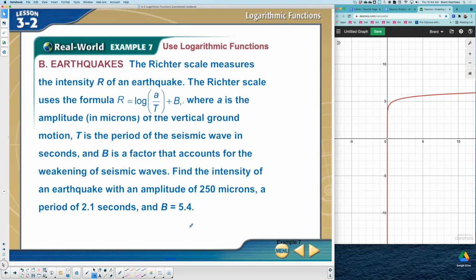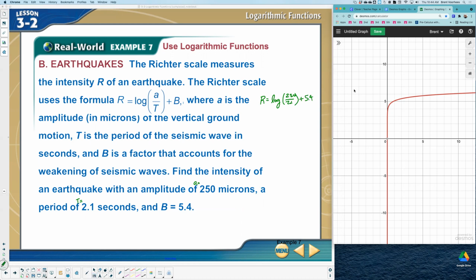Now on part B, it says now we want to solve the problem. It says find the intensity of the earthquake with an amplitude, that's the A, of 250 microns, a period, that's the T, T is period, and a B of 5.4. So now I'm using this same equation and I'm saying that r will equal the log of my A, which is 250, my T is 2.1, plus 5.4. Now I'm just going to type this in the calculator and we're going to see what we get.